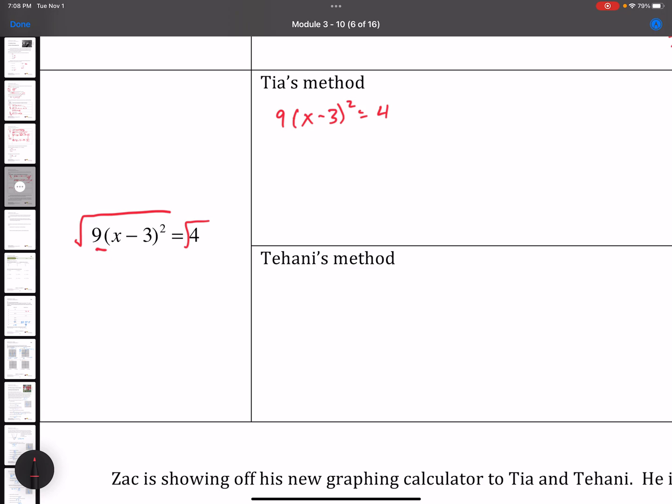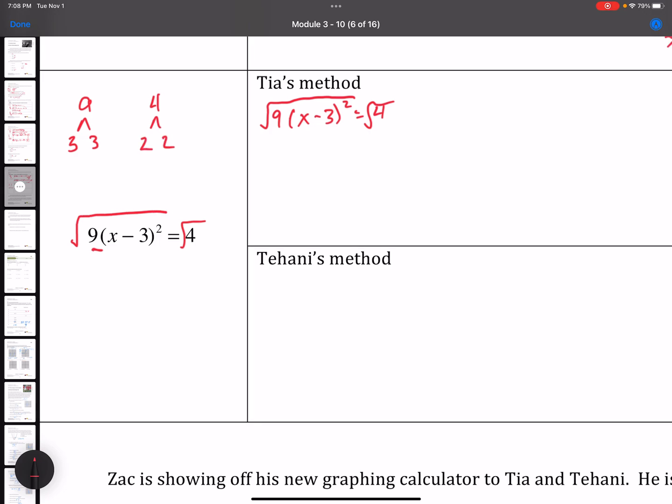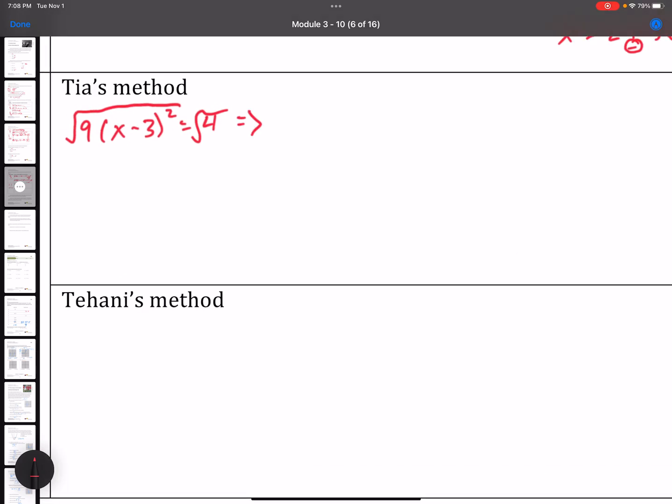If I take the square root of this entire side and this entire side, the first thing I should do is get the prime factors of 9 and 4, which, look at that, nice prime factorization. So I can say this is the square root of 3 squared times x minus 3 quantity squared is equal to the square root of 2 squared. And I should also include a plus or minus right there, right?